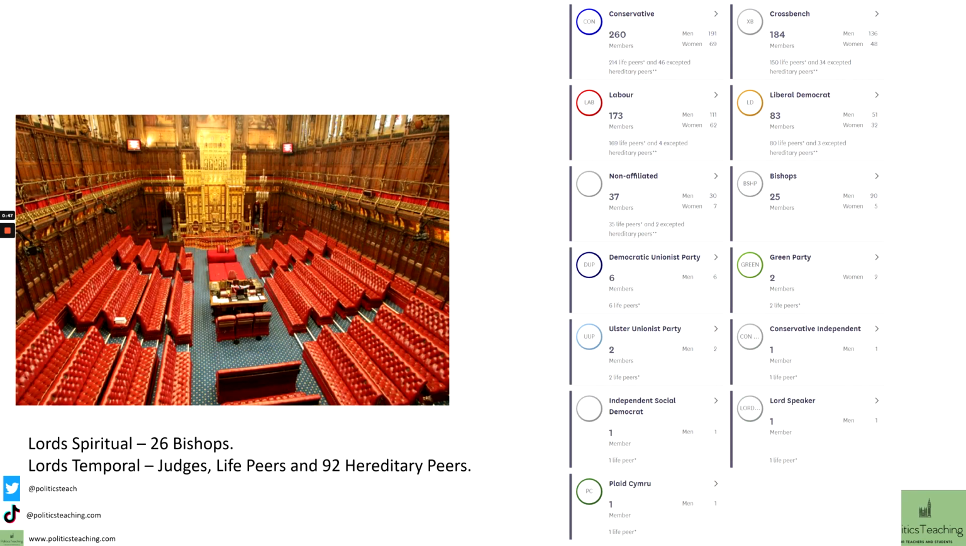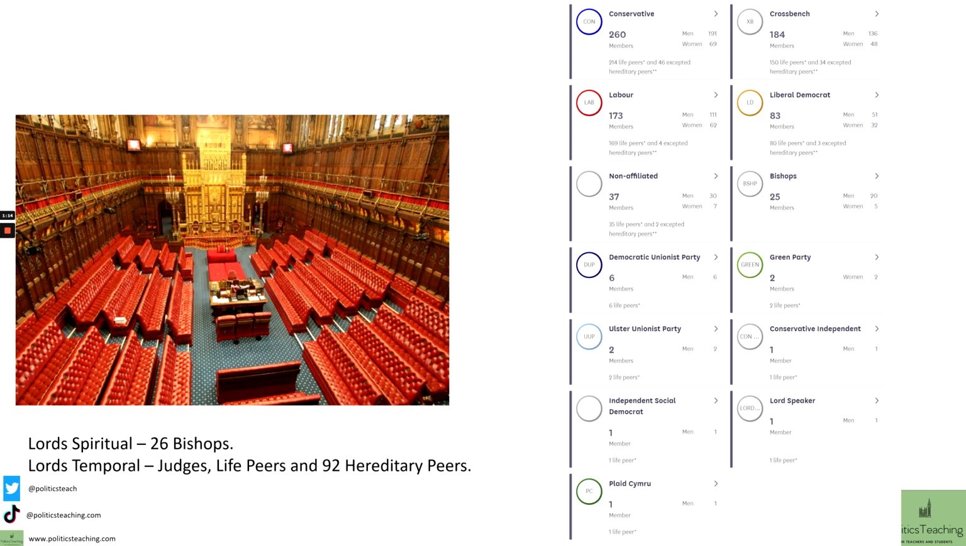The House of Lords is the unelected chamber of Parliament. It is made up of 26 Church of England bishops, some judges, life peers, people who are appointed to the House of Lords for their life, and also 92 accepted hereditary peers. Until 1999, any hereditary peer had a right to sit in the House of Lords. However, the 1999 House of Lords Act removed that right for all but 92 hereditary peers.